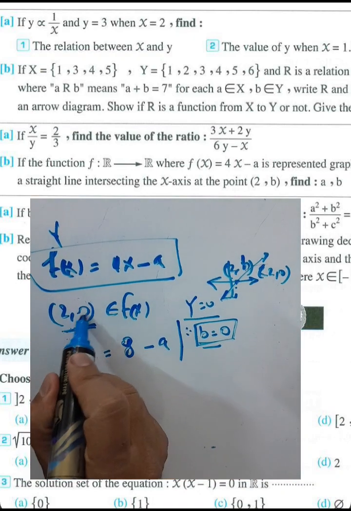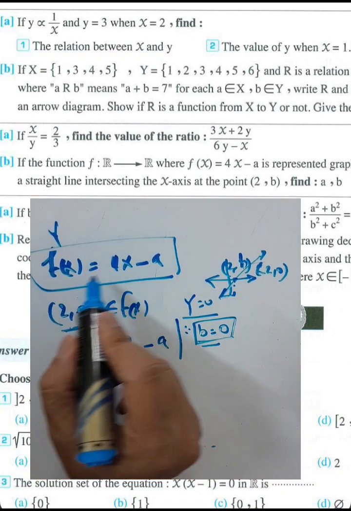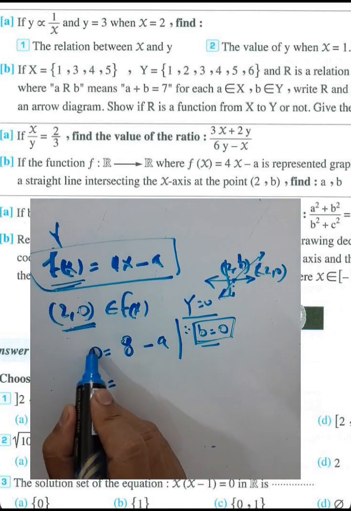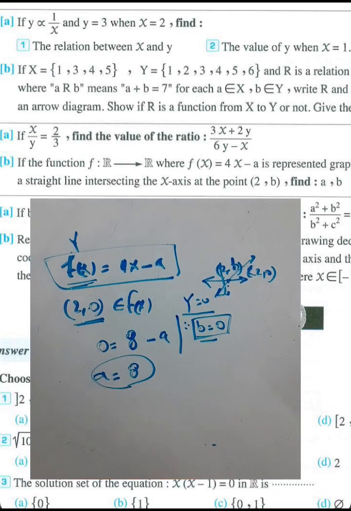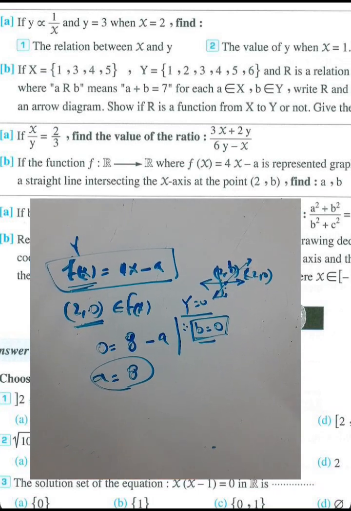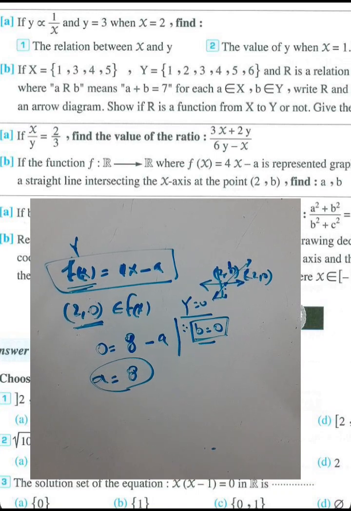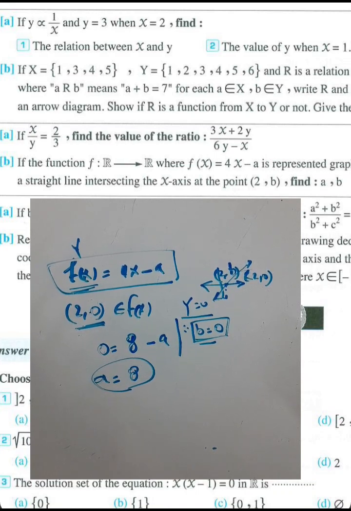Put b equal 0. b means the image y. Then a will be equal 8. The value of a here equals 8. Understood these tips? Okay, next question.